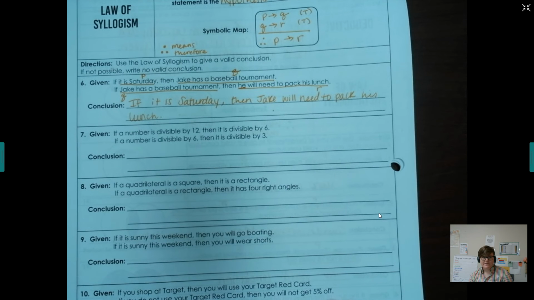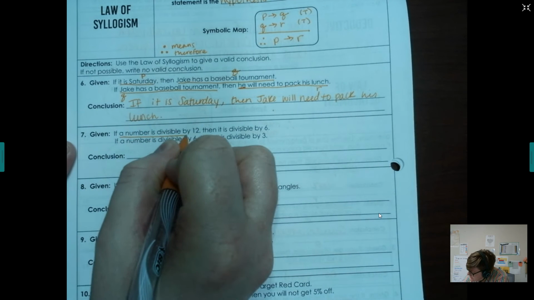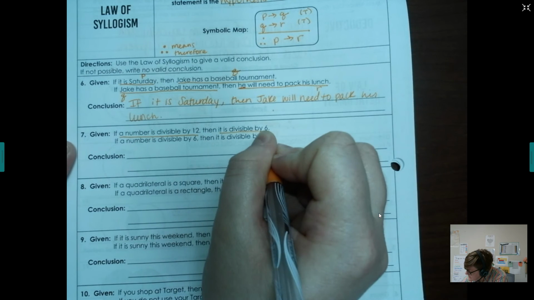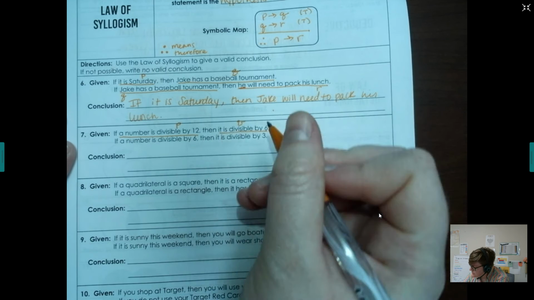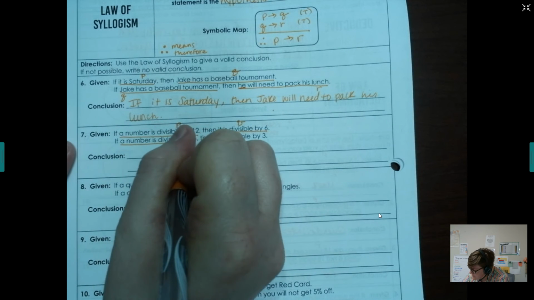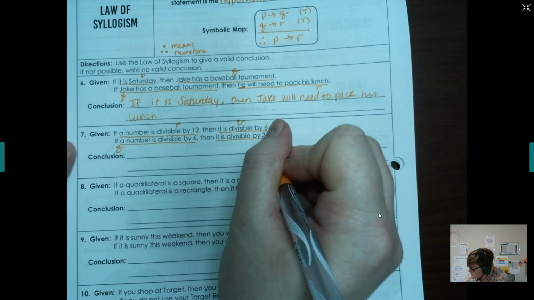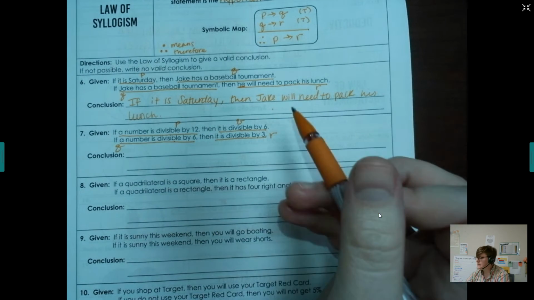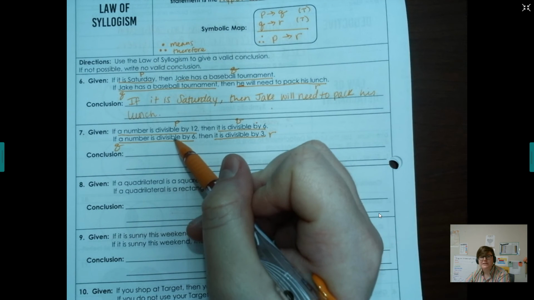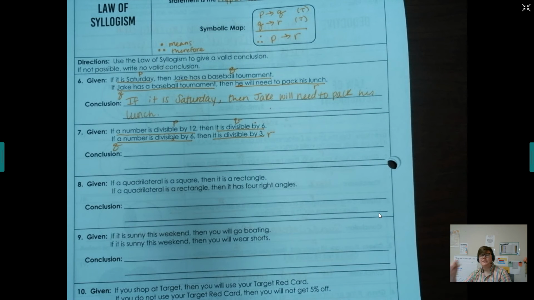All right, given: if a number is divisible by 12, then it is divisible by 6. Okay, so that's our P and our Q. If a number is divisible by 6, that's Q again, then it is divisible by 3. That's our R. And we do have Q as our conclusion, followed by Q as our hypothesis. So we can rewrite this: if P then R.